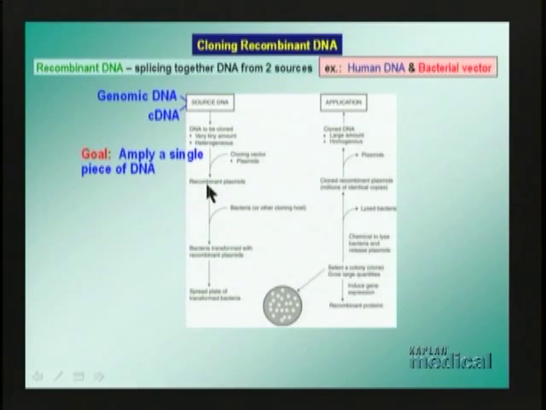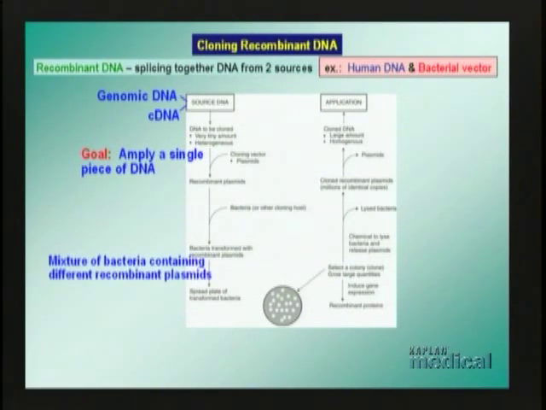And then these recombinant plasmids are added to bacteria, and in a process called transformation or transfection, the bacteria will take up these recombinant plasmids, and then the bacteria will continue to grow. And at this stage, we end up with a mixture of bacteria containing different recombinant plasmids. So in a test tube or a flask, we have a mixture of bacteria. Each bacterium has a different recombinant plasmid that it's harboring.